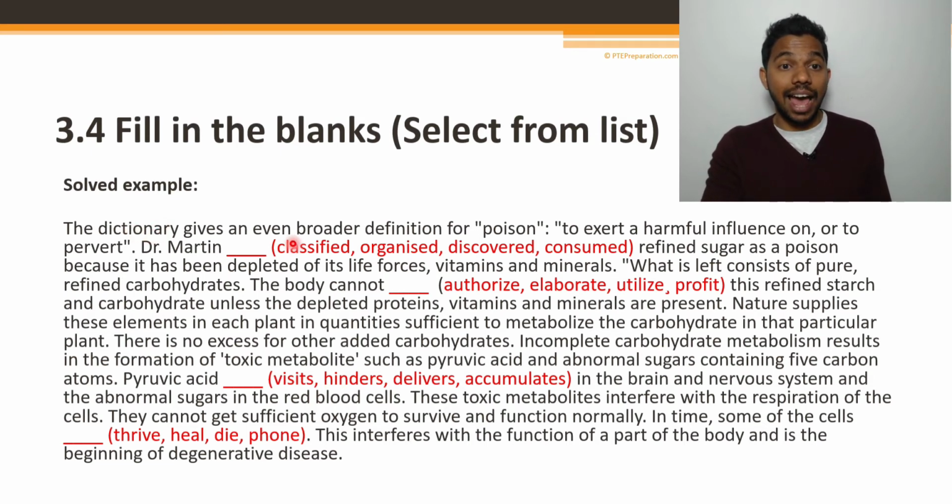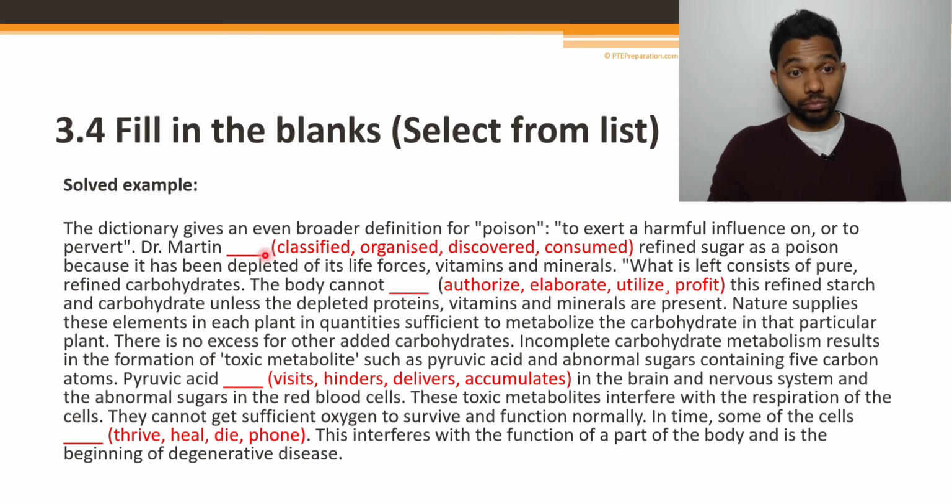The dictionary gives us an even broader definition for poison: to exert a harmful influence on or to pervert. Dr. Martin blank refined sugar as a poison because it has been depleted of its life forces, vitamins and minerals. So they're talking about a particular poison, and then they're talking about refined sugar, and this Dr. Martin. So did Dr. Martin discover sugar? It can't be discovered because I'm sure sugar was discovered before that. Consume sugar, like why would he consume refined sugar as a poison?